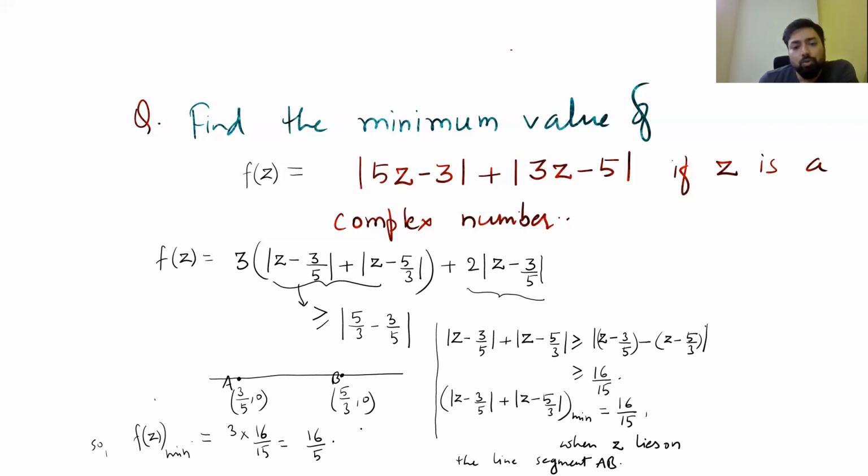Okay, so there could be a different question: find the complex number z for which this function f of z attains its minimum value. The particular complex number z for which this entire function is attaining its minimum value would be z equals 3 by 5. Okay, this is a very tricky question, but this is a nice solution for this question. Okay, thank you.